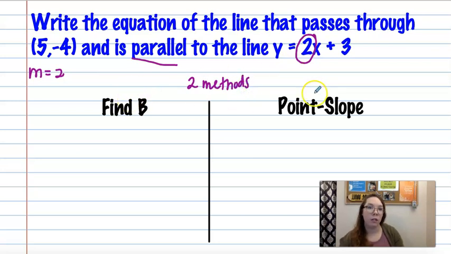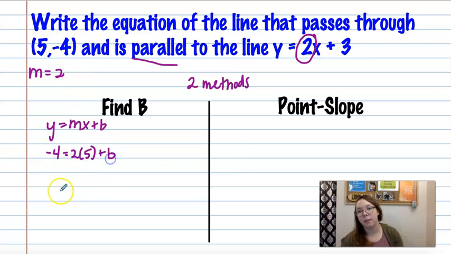Finding b or using point slope form and rearranging. So if I want to find b, we have y equals mx plus b. I'm going to plug in everything I know. In this case, my y is -4. My slope is 2. My x is 5. And I still have to find b.